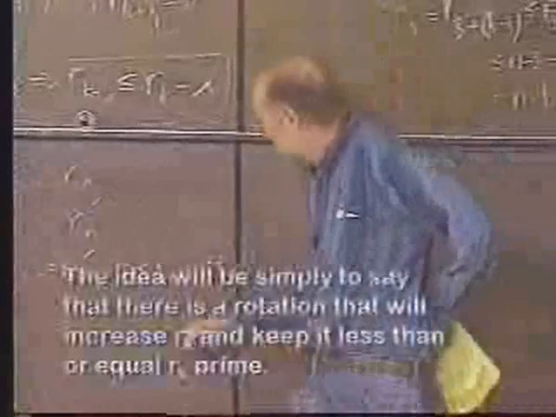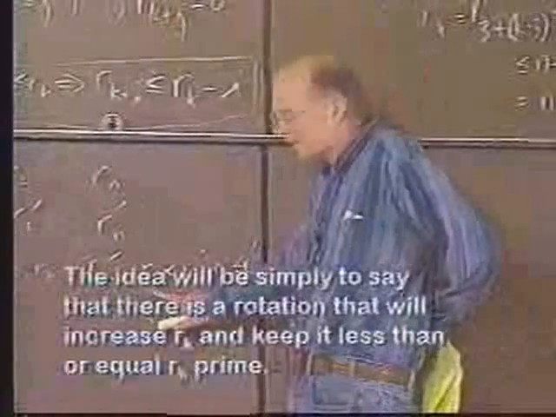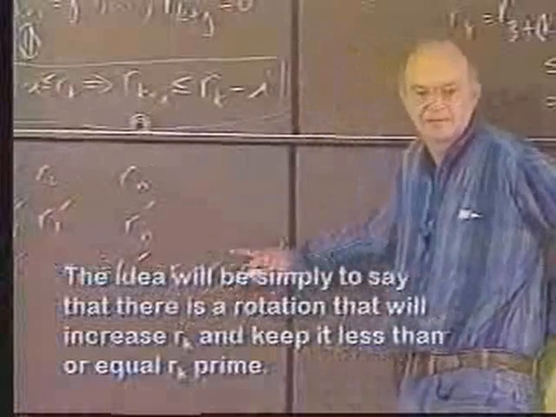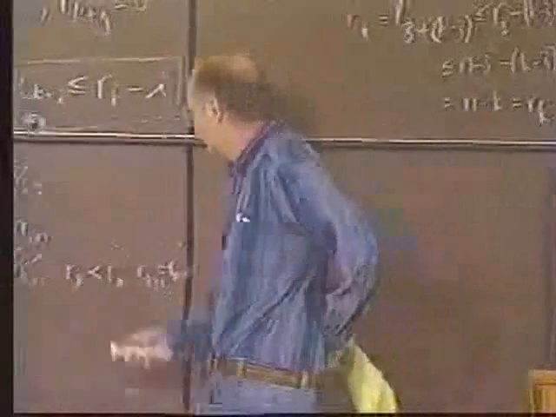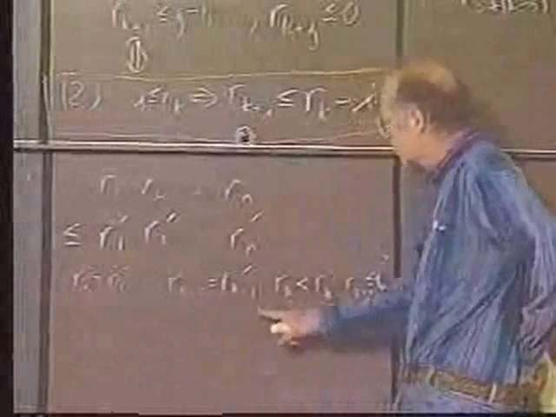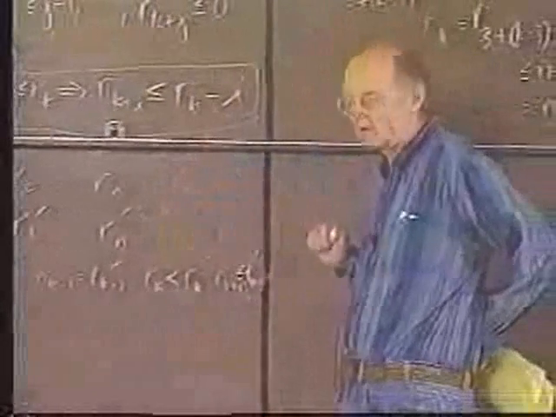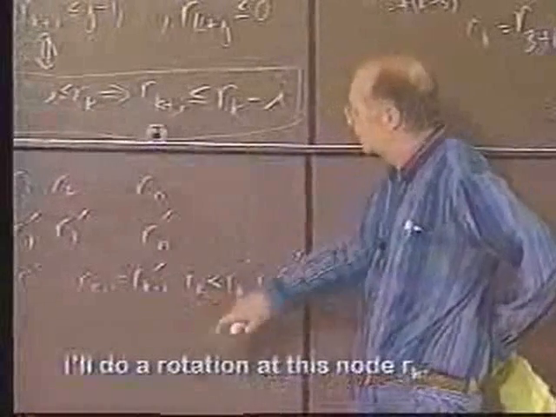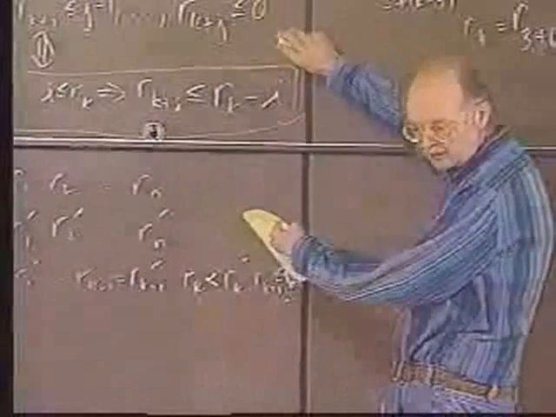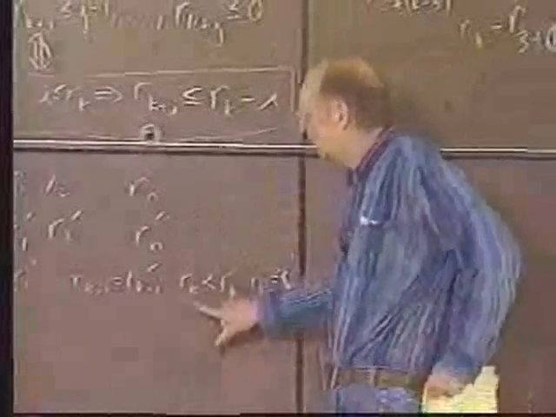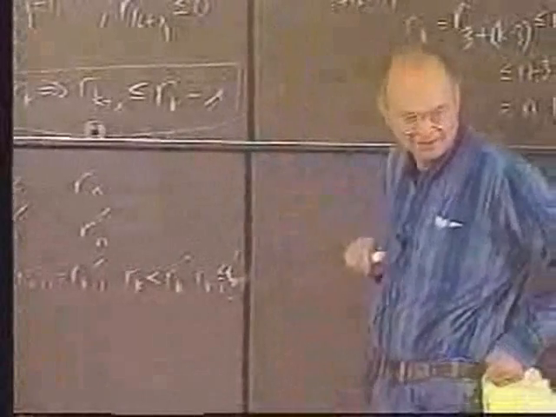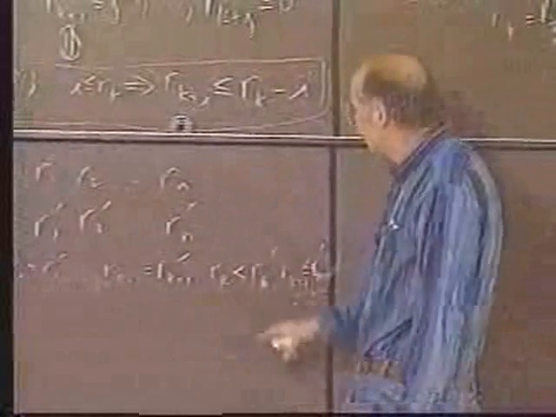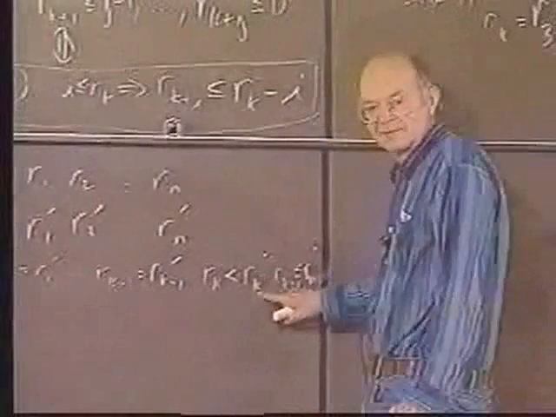So the idea will be simply to say that there's a rotation that will increase R_K and keep it less than or equal R_K prime. So if I can do a rotation here that'll increase R_K, but it won't change any of the others. Remember, a rotation only changes one of the R's at a time. So I'll do a rotation at this node, wherever it is. I'll want to prove that its parent is a right parent. That node K has to be a left child of its parent, and that if I do a rotation at K, bring it up, then the new value that it has will be less than or equal to R_K prime.